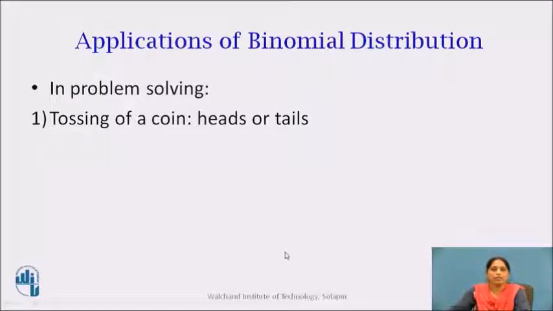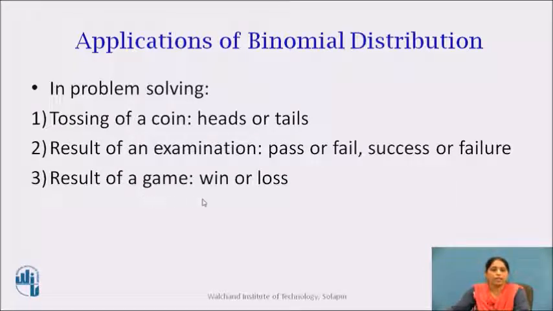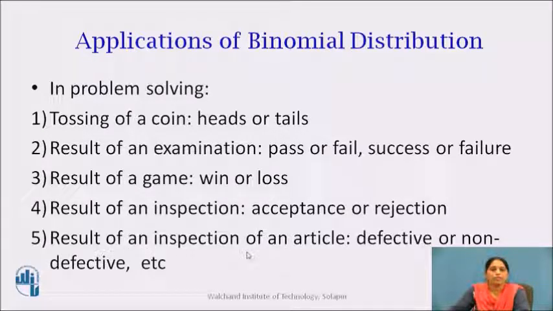Now let us see the applications of binomial distribution. We can use the binomial distribution in problem solving, such as tossing of a coin in which we get two outcomes, heads or tails. The result of an examination in which we get the outcome as pass or fail, success or failure. The result of a game in which we get the outcome win or loss. The result of an inspection in which we get the outcome as acceptance or rejection. The result of an inspection of an article in which we get the outcome as defective or non-defective, etc.